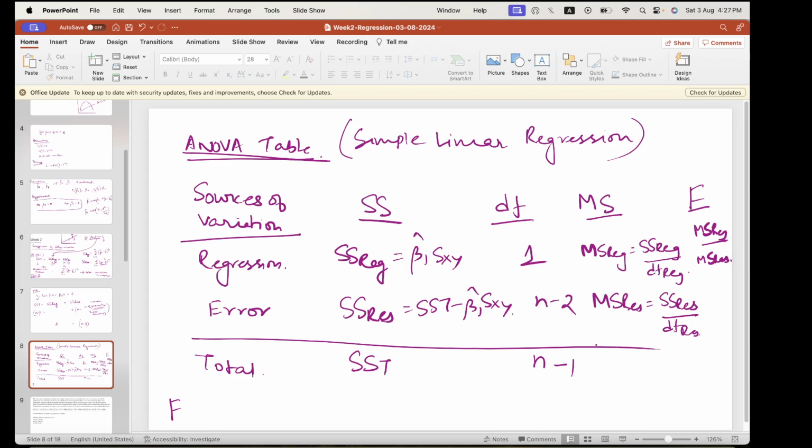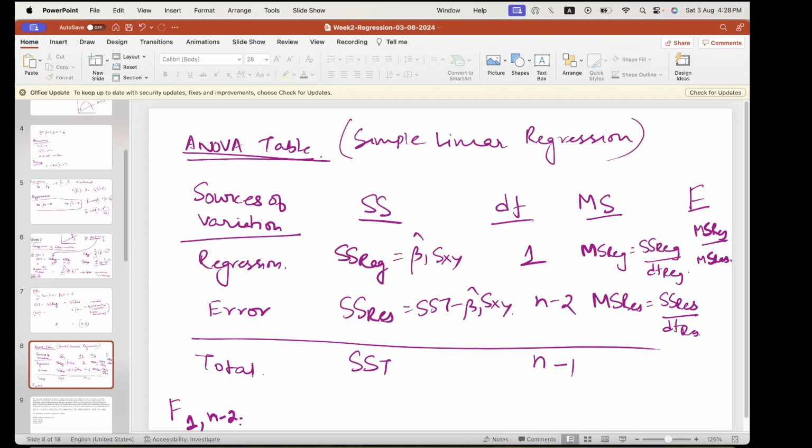Alright, is this clear to you? And the degrees of freedom of that F statistic would be the degrees of freedom of the regression, which is 1, and n minus 2, so it would be an F with 1 and n minus 2.